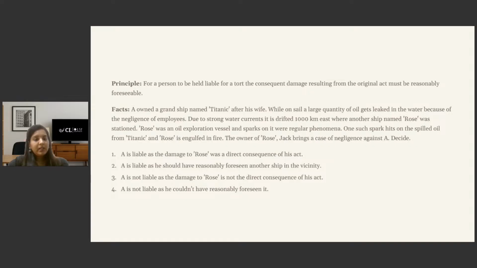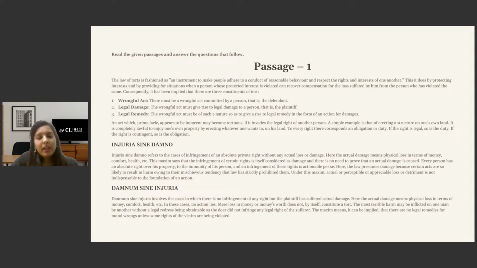Here, A is not going to be liable because he could not have foreseen such a thing, right? It was something which, even if you could have taken a reasonable amount of steps, he still could not have foreseen that there would be a fire that could have happened.